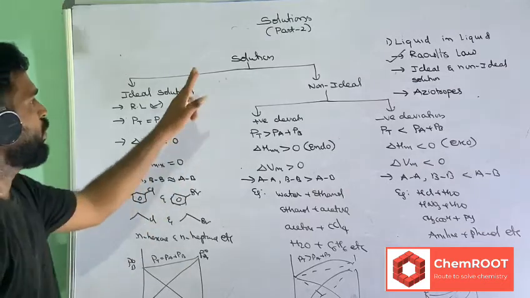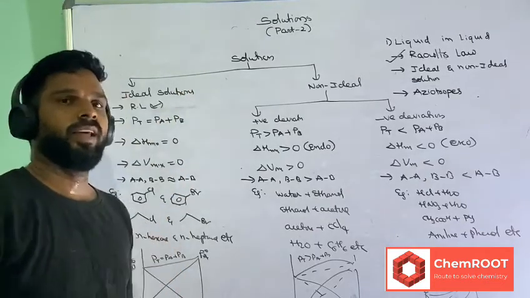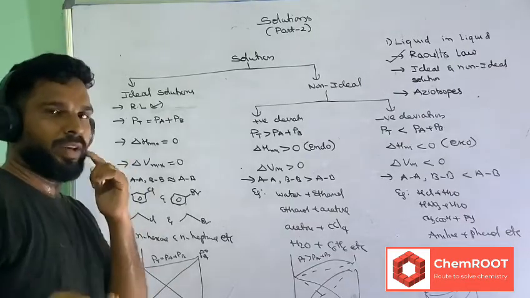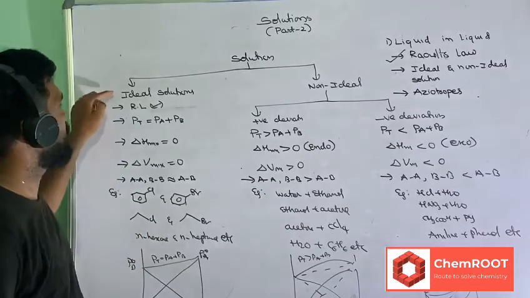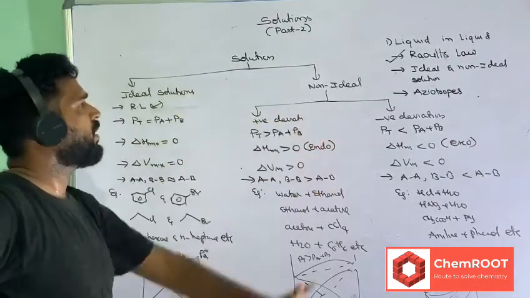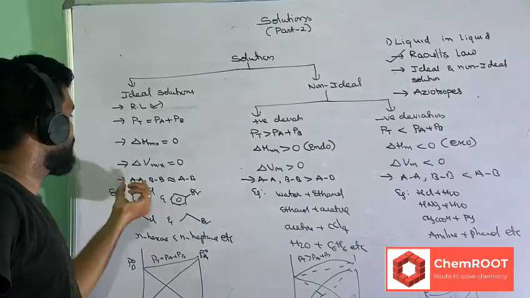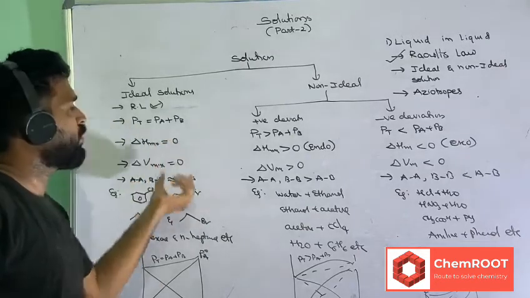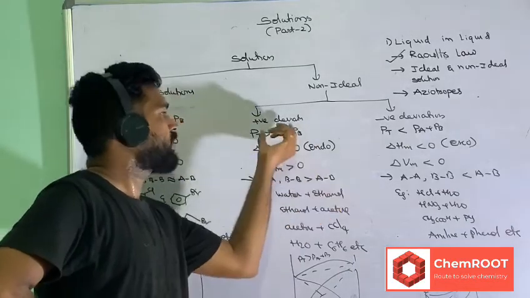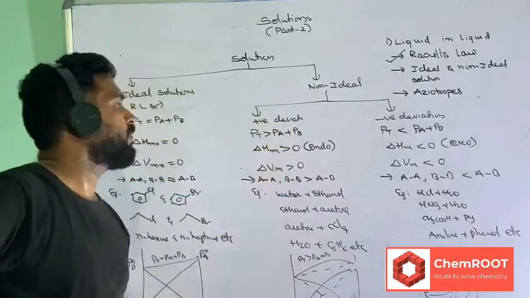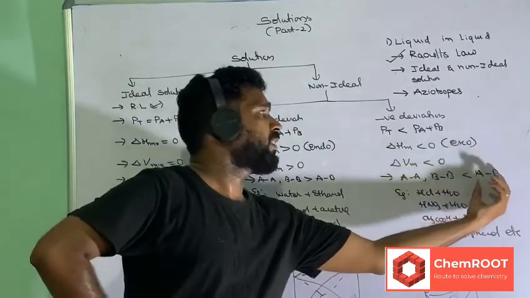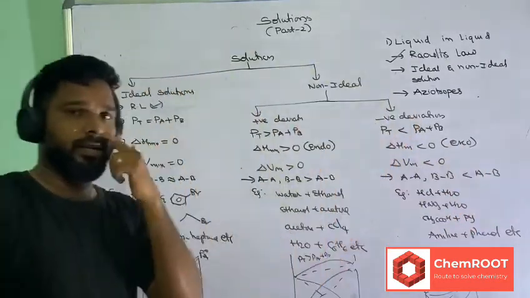Okay, so solutions are of two types based on the interactions between them, and whether they obey Raoult's law or not. If they obey Raoult's law, it is an ideal solution; if they do not obey Raoult's law, that is a non-ideal solution. If interactions of equal strength are there, an ideal solution will be formed. If initial interactions are stronger than final interactions, it is a non-ideal solution with positive deviation, and if initial interactions are weaker than final interactions, it is a non-ideal solution with a negative deviation.